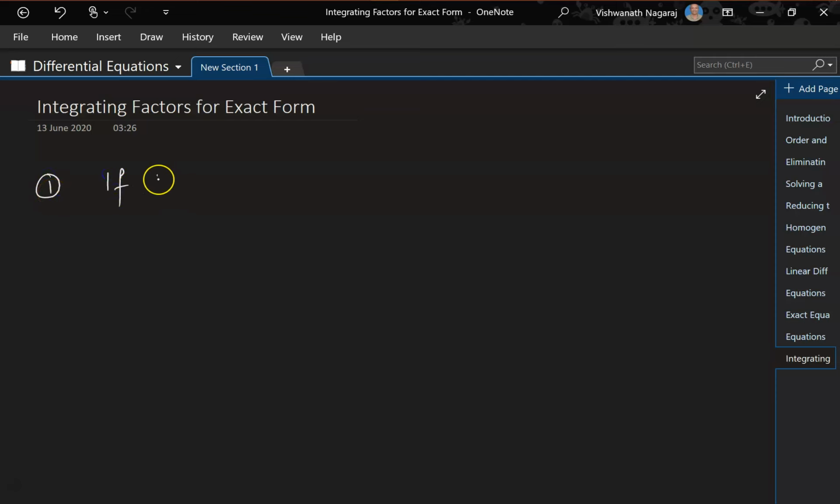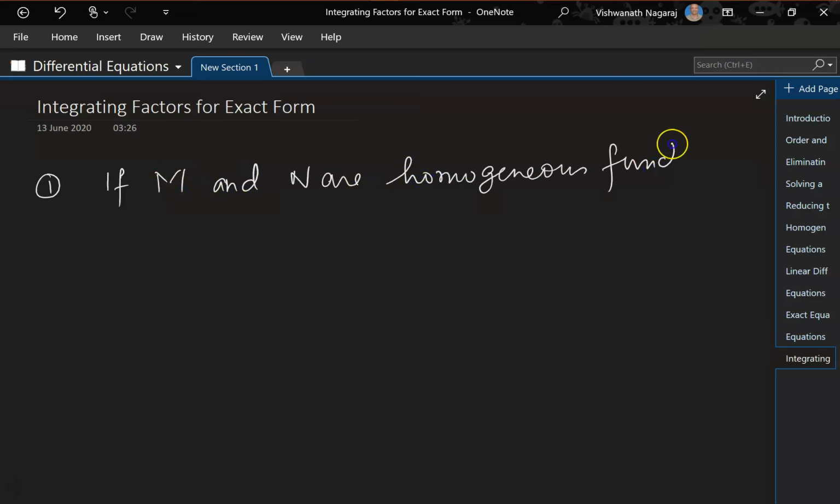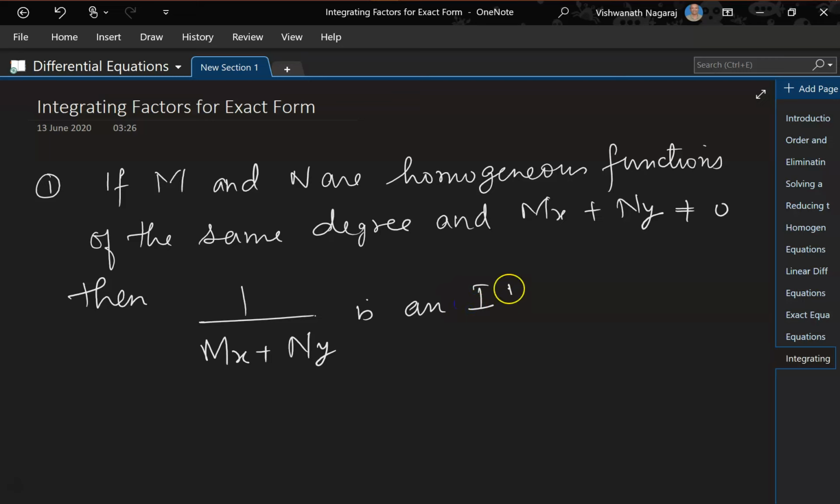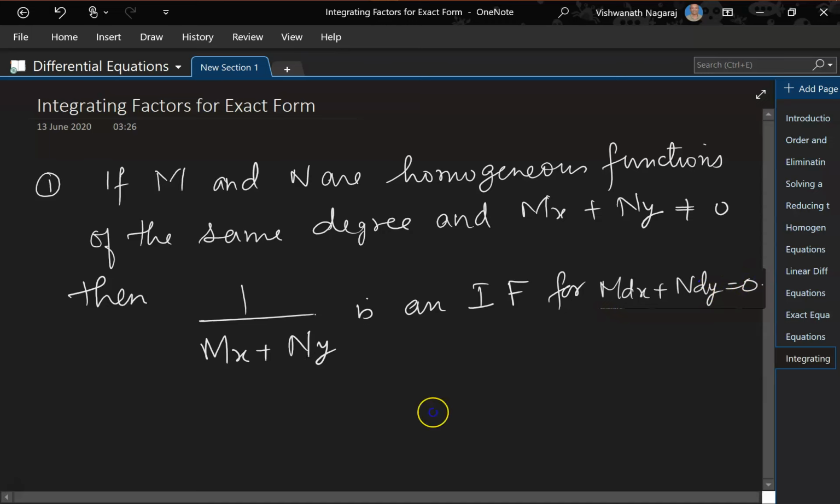If M and N are homogeneous functions of the same degree and Mx + Ny is not equal to 0, then 1 by (Mx + Ny) is an IF, integrating factor, for the equation M dx + N dy = 0.